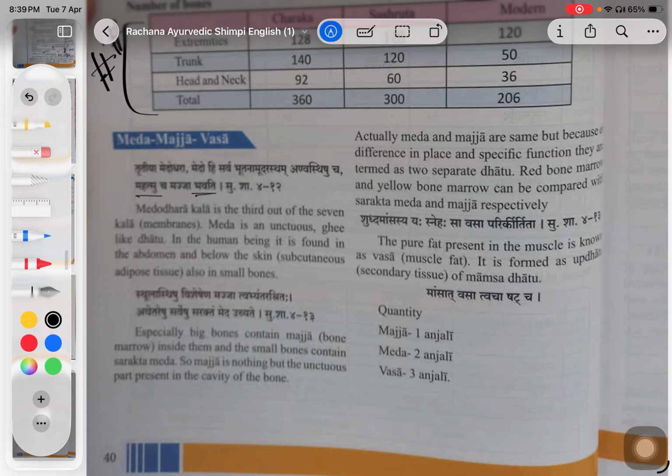So they are talking about the Medodhara Kala, the membranes. They are numbered as third out of the 7 Saptakalas. Med is an unctuous ghee-like dhatu. In the human being, it is found in the abdomen and below the skin as subcutaneous fat or adipose tissue, and also in the small bones. We already read about Saraktamed, right?